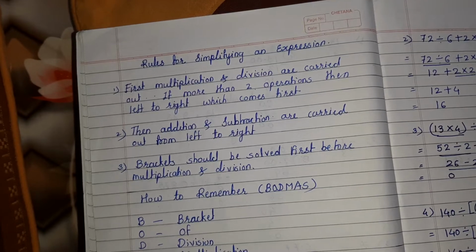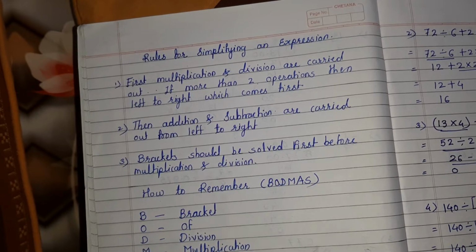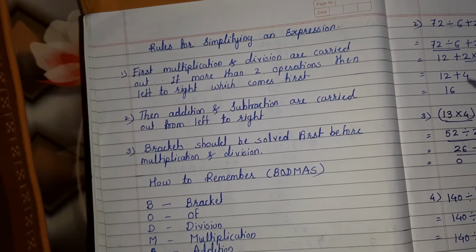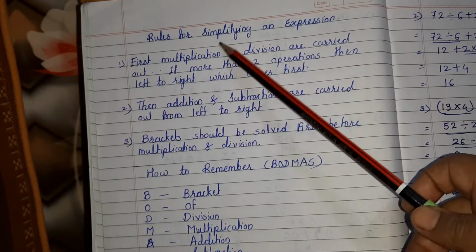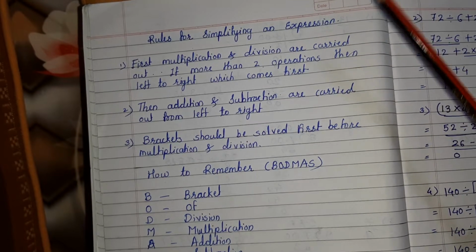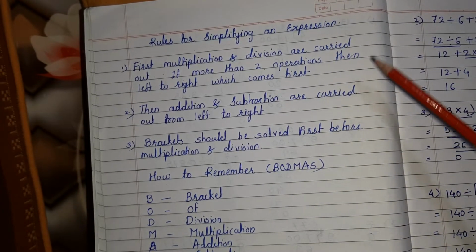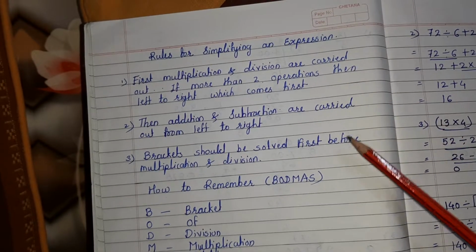Good morning, students. Last time we saw how to do the division and convert the rational number into the decimal form. Today we are going to see the rules for simplifying expressions. If many operations are there in one example, then how to solve? For that, some rules are there.